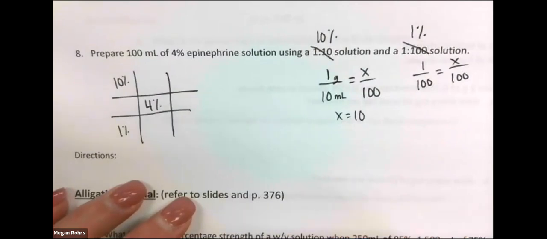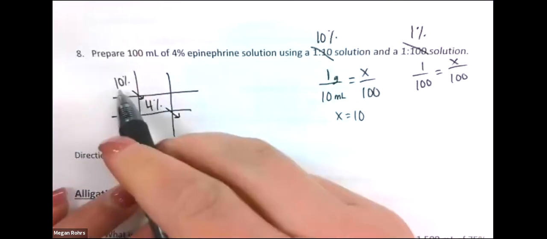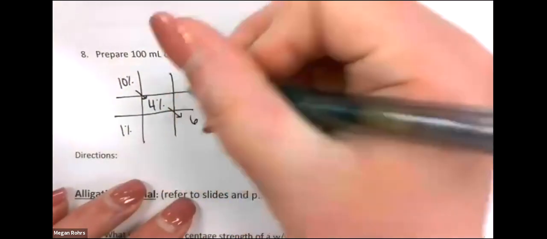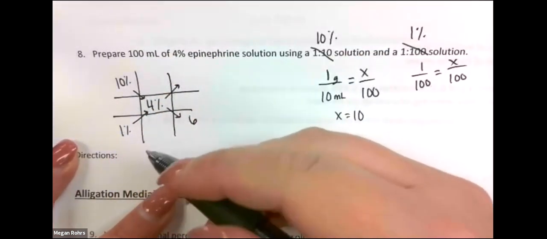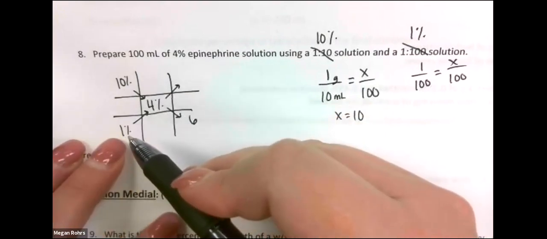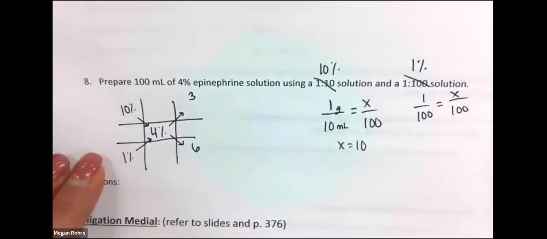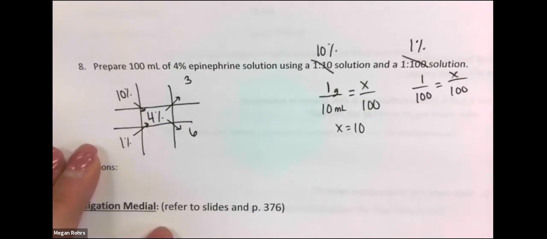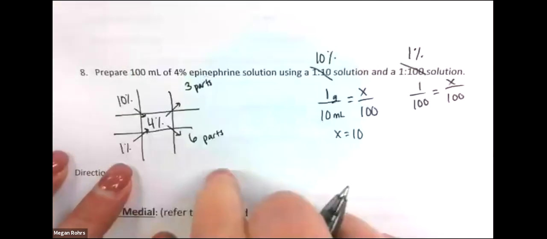Now the next step is to subtract diagonally. So we'll go down this way. 10 minus 4 is 6. And then back the other way. Remember, you will never have a negative, so it's always the middle minus the lowest. 4 minus 1 is 3. Once again, that is the amount of parts of each solution that we would need. So we would need 3 parts of a 10% and 6 parts of a 1%.